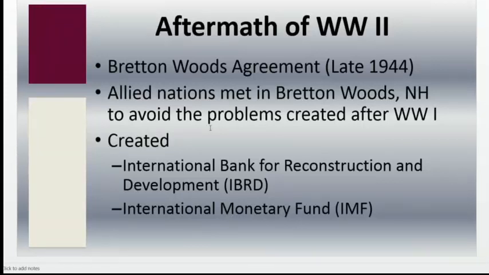Called Bretton Woods, New Hampshire. These 44 Allied nations met to try to say, what can we do at the end of World War II to keep the economic problems from World War I occurring? They came up with two international organizations. First one is the International Bank for Reconstruction and Development. That's called the World Bank.